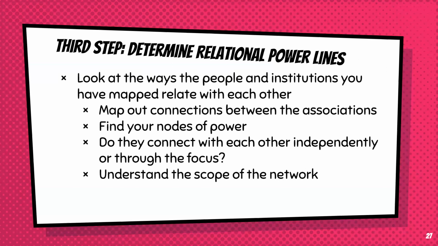These connectors between the focus and other people or institutions are called nodes of power and are really important. They will be key to helping to develop a plan for influencing your focus. Explore the ways that these power lines connect. Do they go through the focus or connect independently? For instance, to use the example I just gave, the community organization with the board members from local businesses could have a relationship that is independent of the focus, or the focus could be at the center of this relationship. Understand the scope of the network of power and how it intersects with the focus. The whole aim of power mapping is to help understand the ways that you could potentially try to influence the focus.